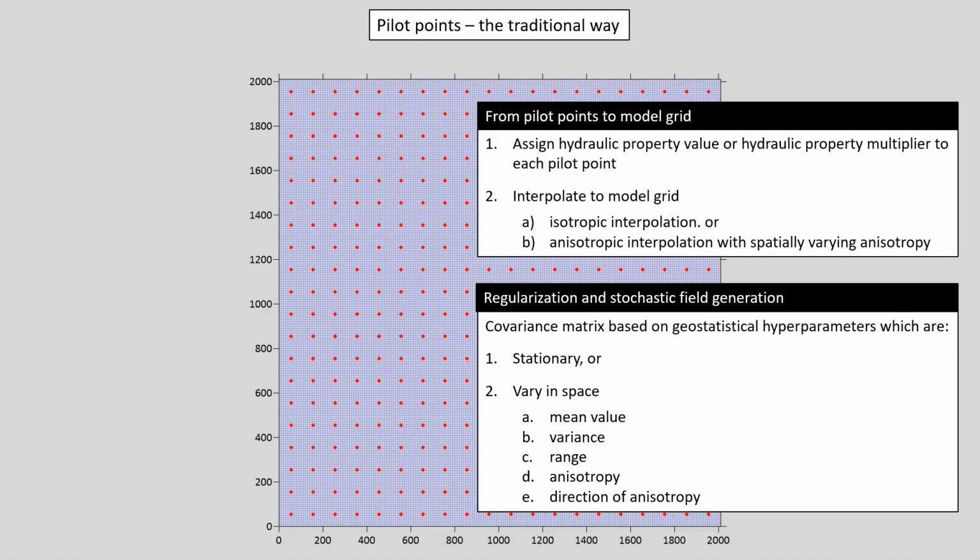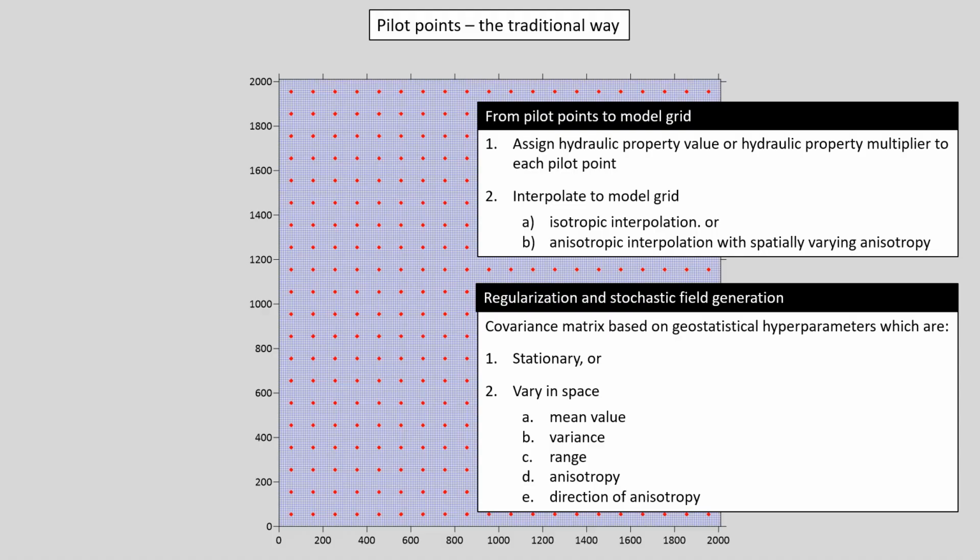If we're using PESTPP-IES, the covariance matrix is used to generate random realizations of the hydraulic property values that we assign to the pilot points. This is necessary because there's spatial correlation between these hydraulic property values, and that needs to be expressed in random field generation and in regularization. In many model areas there could be anisotropy of spatial correlation, different correlation lengths in different directions. Or there could be different variances of hydraulic property variability in different places within the model domain. That needs to be expressed in the covariance matrix.